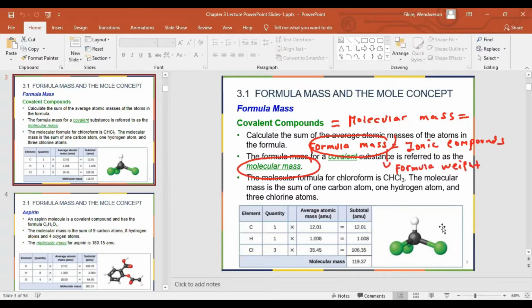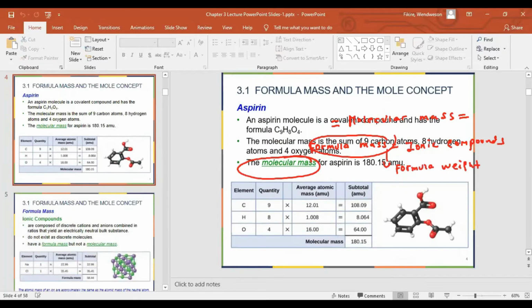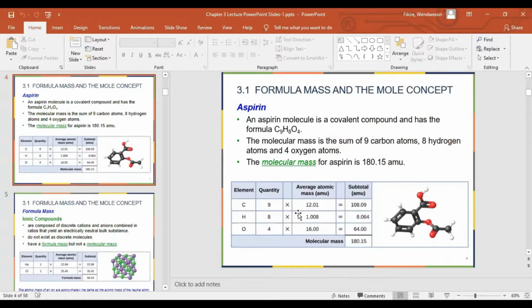Yes. So let me give you an example here. Let me clear this up a little bit. If we have aspirin, an aspirin molecule is a covalent compound and has a formula of C9H8O4. All of these are nonmetals, carbon, hydrogen, and oxygen, so this is referred to as a covalent compound.